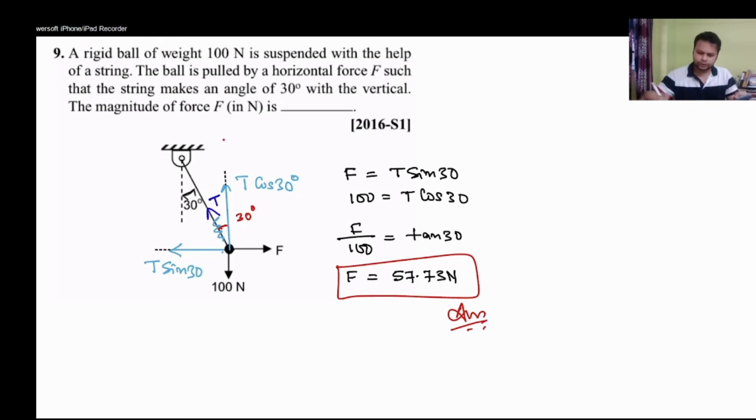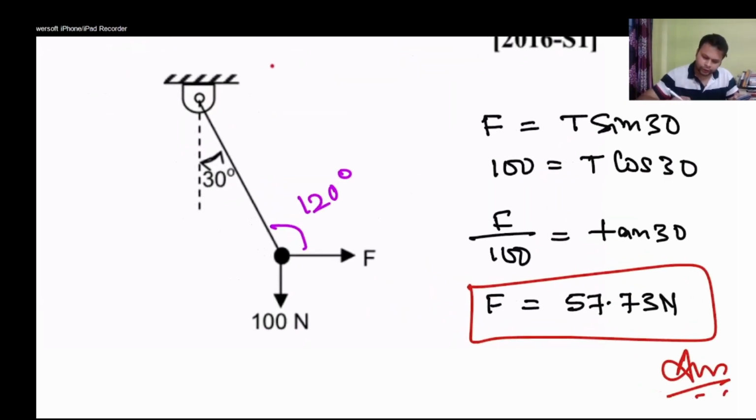In other words, I can also solve it using Lami's theorem. Let's try to solve it using Lami's theorem. Very simple. What exactly will we be doing? This angle will be equal to 120 degree. How? Let us see. If you draw this, you see this angle is 30, this angle is 90. So 90 plus 30 is 120, right? Similarly, this angle is 150 degree and this is 90 degree, right?